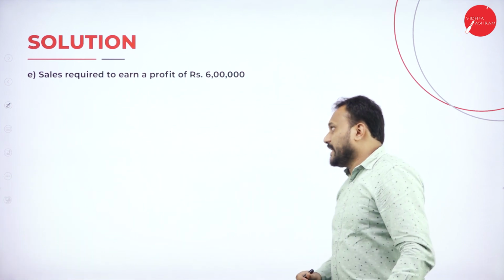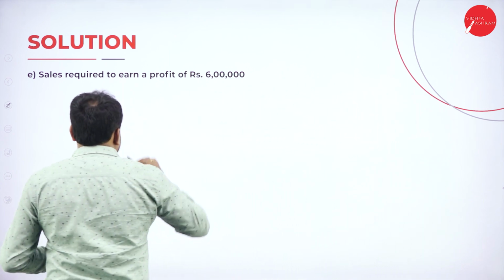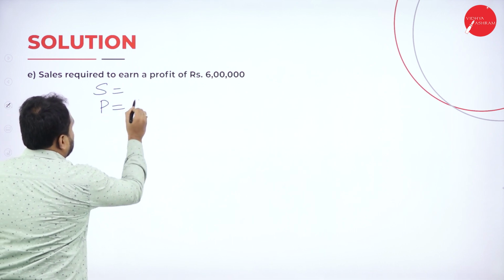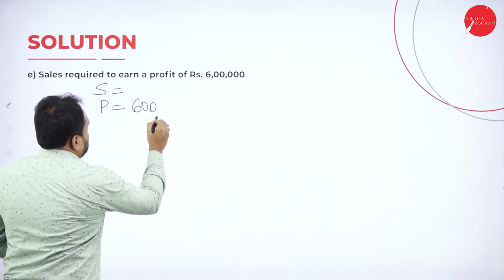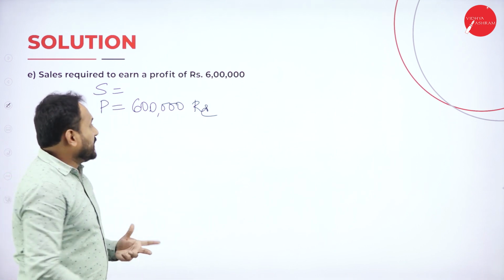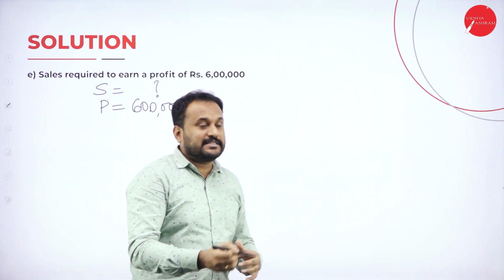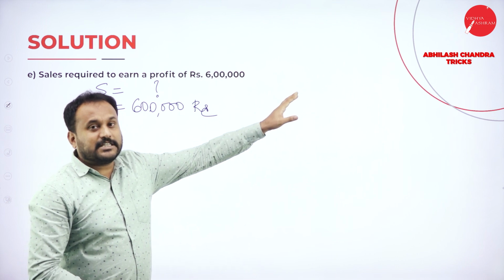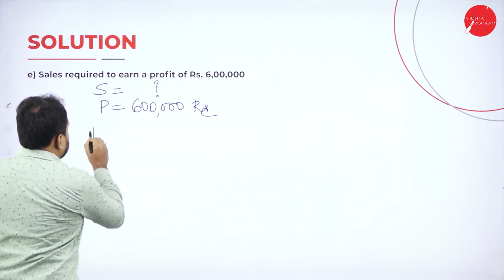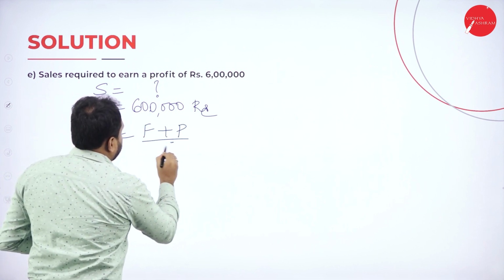The next question here we have is sales required to earn a profit of rupees 6 lakh. That means what? Sales required to earn a profit of 6 lakh rupees. Now what are they asking us? They're asking us what is our sales if profit is 6 lakh rupees. Same thing. Abhilash Chandra tricks is what you are supposed to go with. The formula is PV is equal to F plus P divided by S.